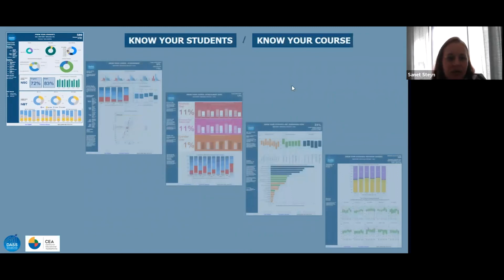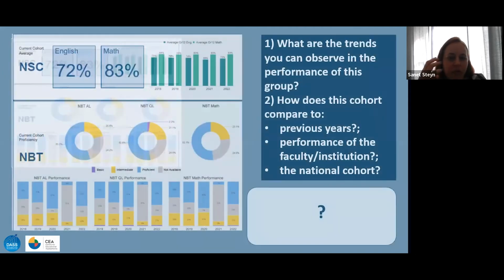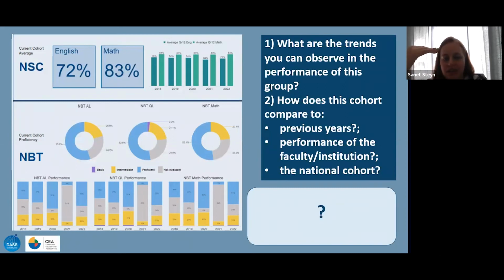So what we also have in the report is that breakdown, again back to knowing our students, of performance trends, specifically now in terms of NSC performance and in terms of the NBT performance. Some of the things that we would typically look at here is, what are the trends we can observe in terms of that performance? Firstly, what can we see of the performance of the current cohort? Up here with the NSC, it's the two average scores for this current cohort. And then we have a bit of historical information here to the side with graphs indicating the pattern for the last couple of years.